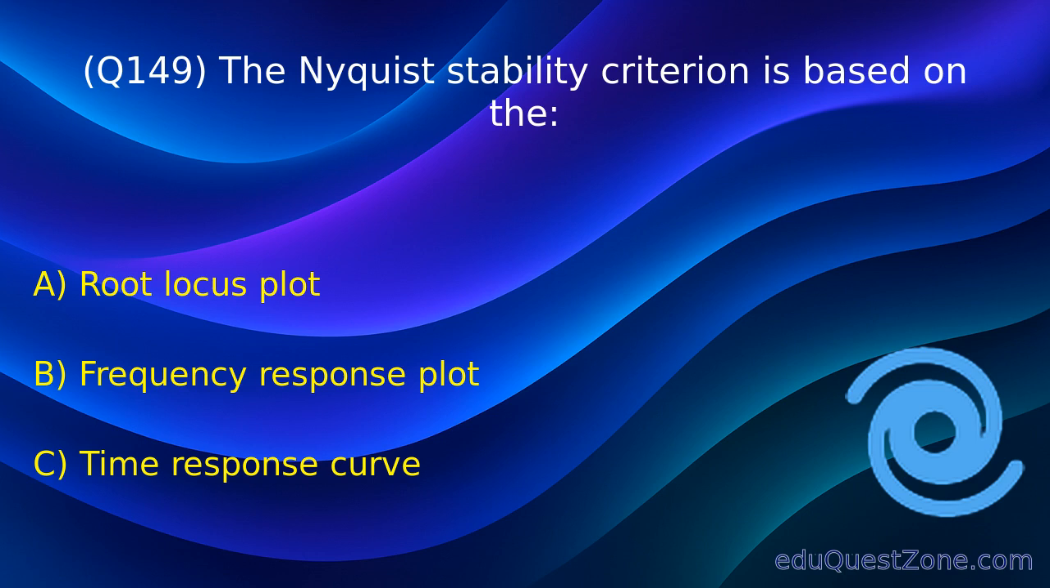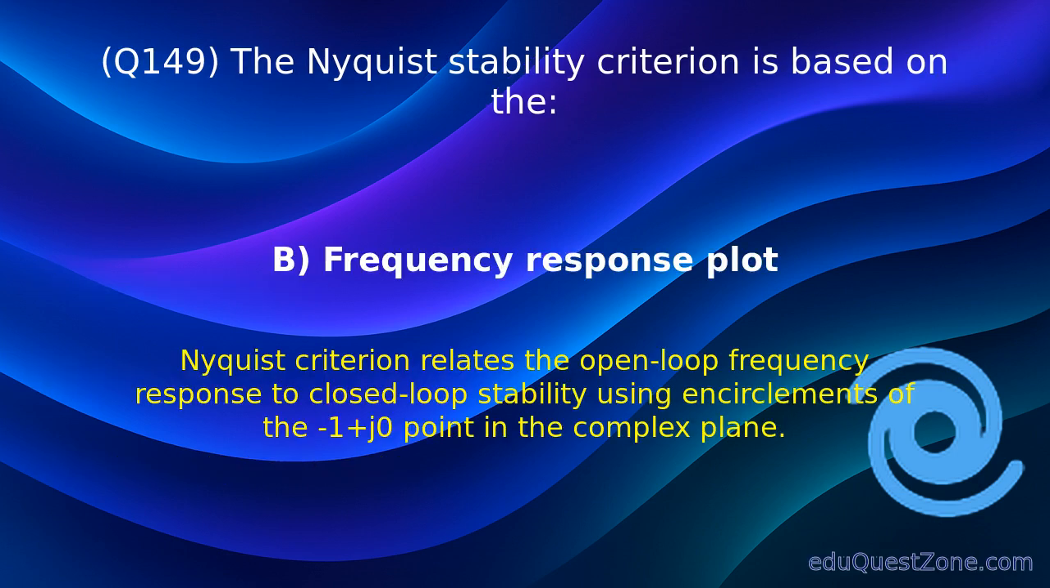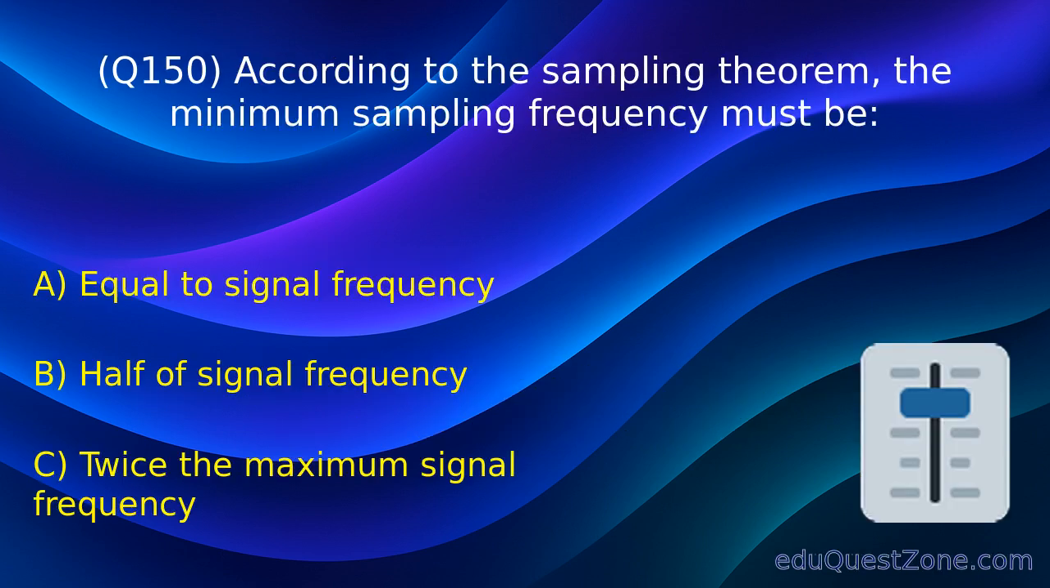Question 149. The Nyquist stability criterion is based on the... Option B, frequency response plot. Nyquist criterion uses the open loop frequency response and encirclement of -1 + j0 to determine closed loop stability.